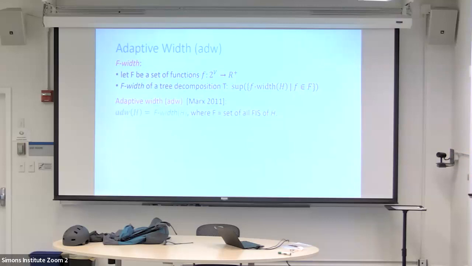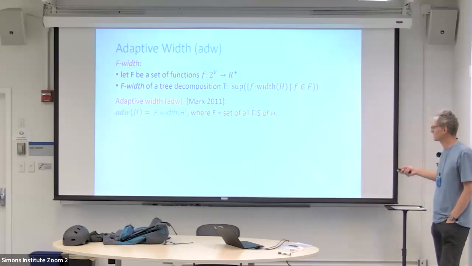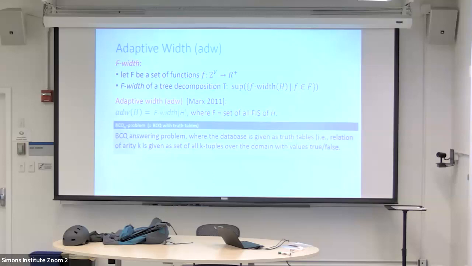Then Marx defined adaptive width as the uppercase F width where F is the set of all fractional independent sets. What he showed is that the following problem becomes tractable if we restrict the conjunctive queries to the class of conjunctive queries with bounded adaptive width: namely, Boolean conjunctive queries with truth tables.